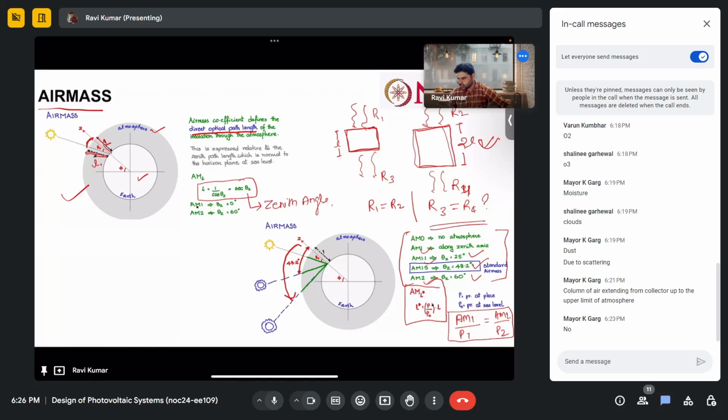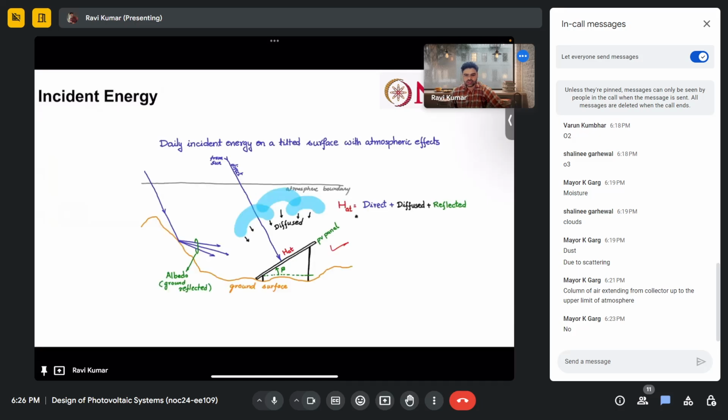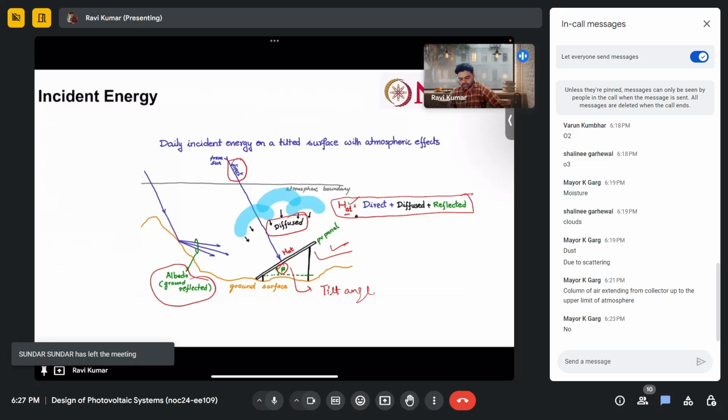Now we have seen the air mass, we have seen the atmospheric impact. So in real life, if we have a solar panel placed this way, this is a particular angle, that is beta, it is known as tilt angle. We are having different kinds of radiation: direct, diffuse and reflected, the albedo effect. So these are the three kinds of radiation which are coming on the surface, and it is being tilted, and A is representing the impact of air or atmosphere. So the incident energy on this surface is represented with HAT. A means atmospheric impact, T means with a tilt.